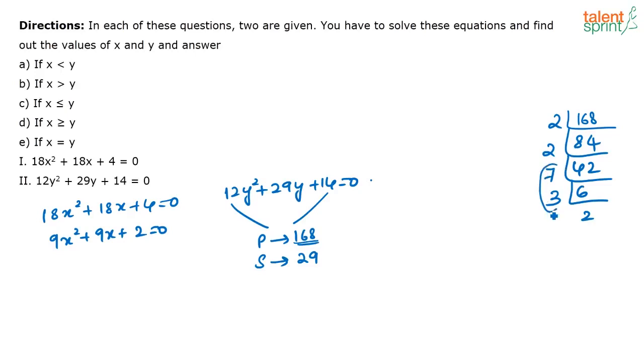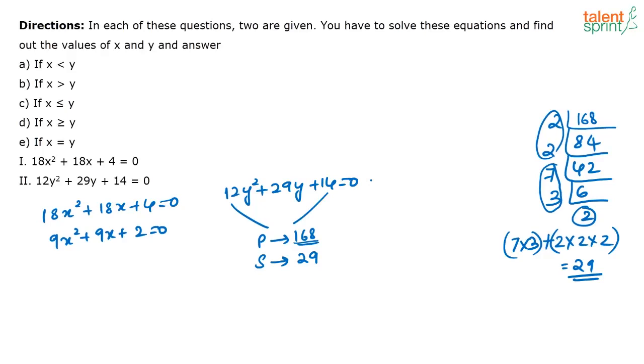Now what is 7 threes? 7 threes are 21, correct. Next you have 2 into 2 into 2, 8. Now when you multiply all this, 21 into 8, 21 into 8 is 168. But what is 21 plus 8? It is 29. Okay.